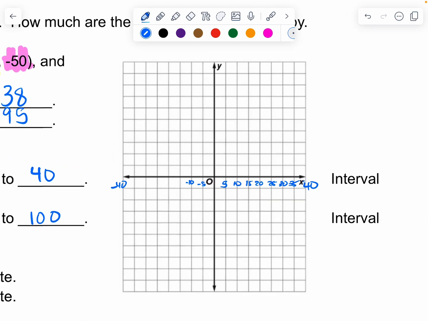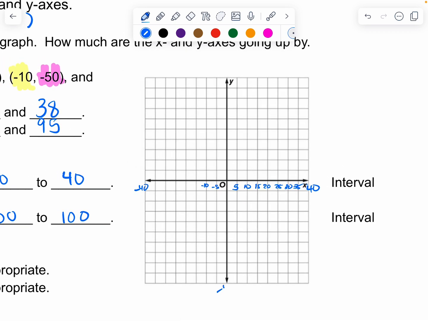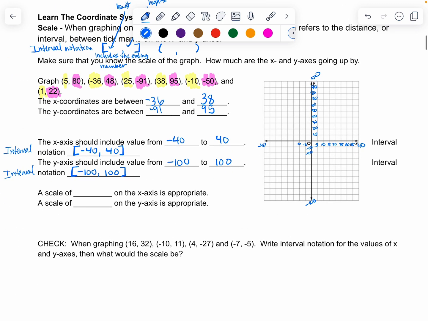Then the next one, we said from negative 100 to 100. Well, let's see how many lines this has. 1, 2, 3, 4, 5, 6, 7, 8, 9, 10. So 100 divided by 10 is 10. So 10, 20, 30, 40, 50, 60, 70, 80, 90, 100. And down here, I'm just going to write negative 10, negative 20. Okay, so the scale, we did by 5s for the x, we did by 10s for the y's.